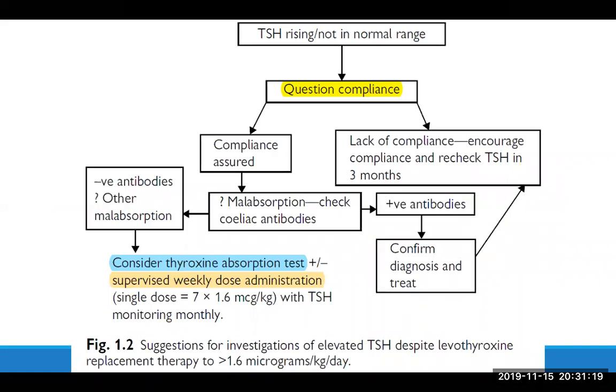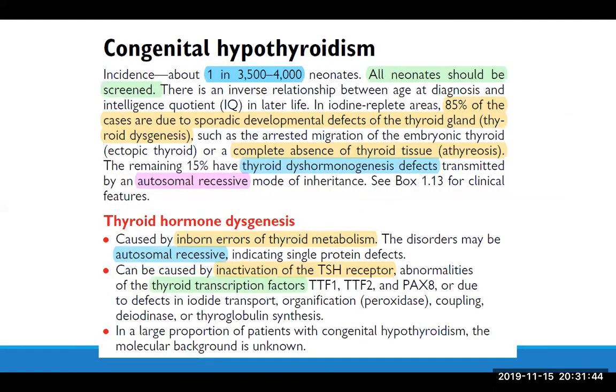I think in this scenario, maybe T3, for example, may be used, or increase the dosage of levothyroxine. I think if you increase the dose, the absorption will be more and more. But don't try to increase the dose before the diagnosis of thyroxine malabsorption. Okay. Another topic, not very important but practically important: congenital hypothyroidism.